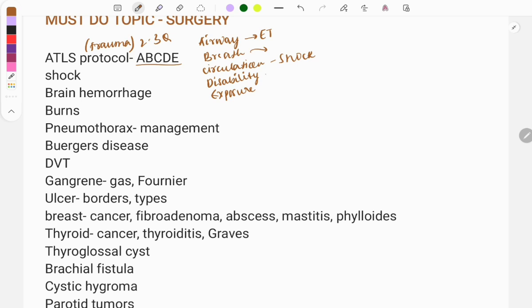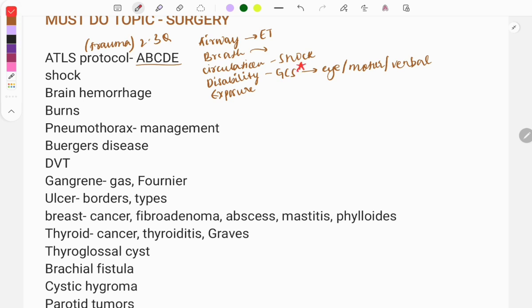Then in disability, we will be looking at the GCS score, which is the Glasgow Coma Scale, and in this we will be looking at 3 parameters: eye opening, motor response and verbal response, and we will be giving points according to it. This Glasgow Coma Scale is a must-do topic and you need to learn the whole table by heart.